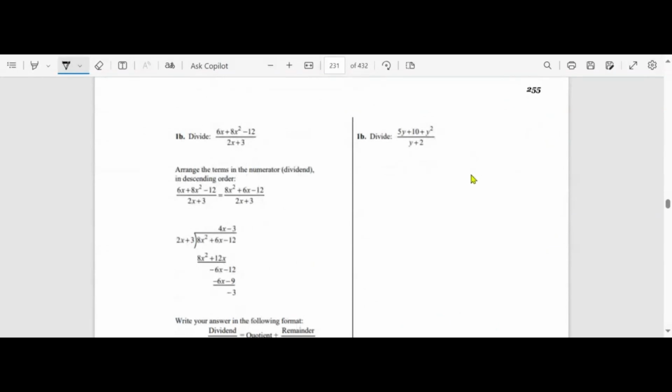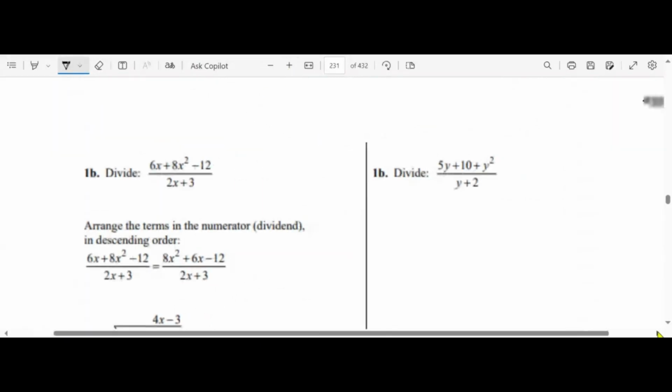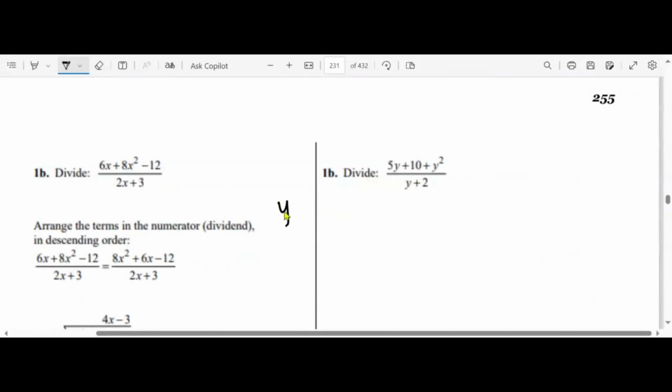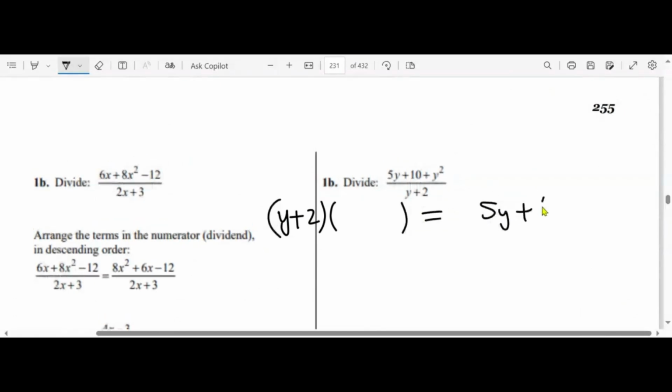Okay, here we go. You wanna do Ryan method or the book method? Both methods. So let's try. I have y plus 2, right? What value will give you 5y plus 10 plus y squared? Of course, this one I have to put in order, so it's going to be y squared plus 5y plus 10. So tell me, what value should I put here?